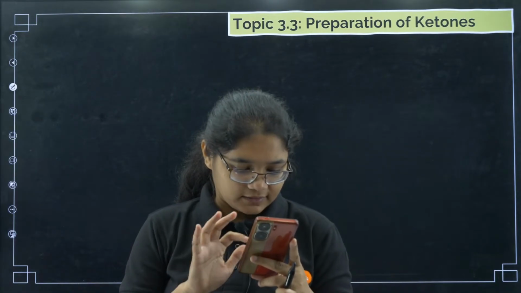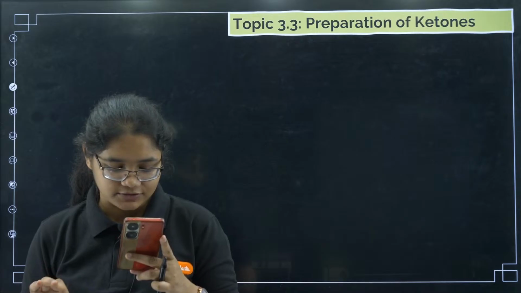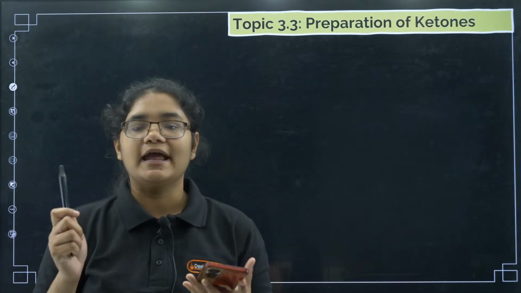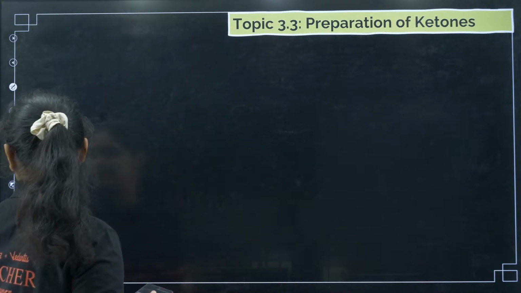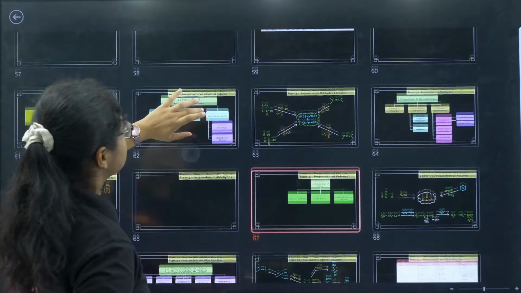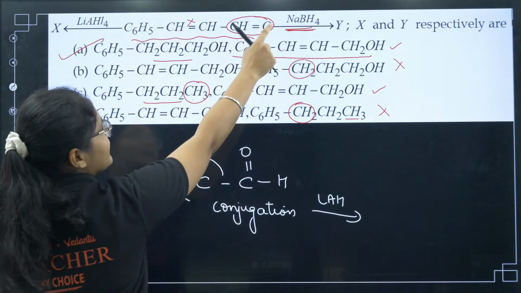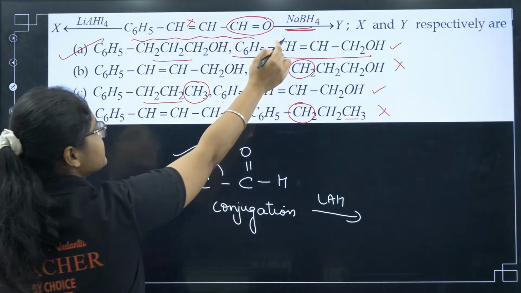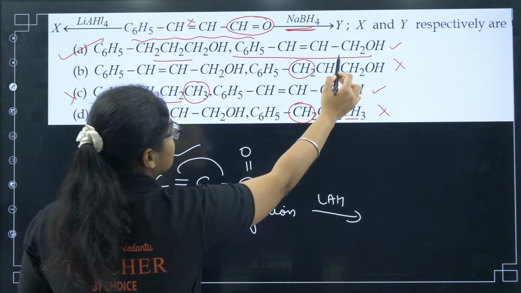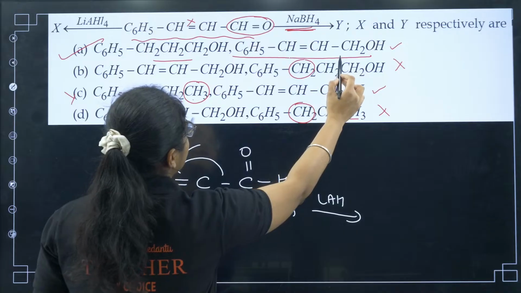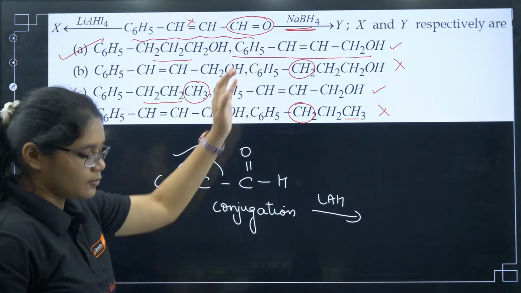Someone asks: ma'am, can you explain the reaction of NaBH4 in that question? So dear, NaBH4 will reduce only the aldehydes to alcohols. If you see the previous reaction, that is aldehydes to alcohols, this question. In this, the aldehyde part is actually C double bond O, so NaBH4 will reduce this aldehyde directly. So I will get here C6H5CH=CHCH2OH, so that is why Y will be option number A.